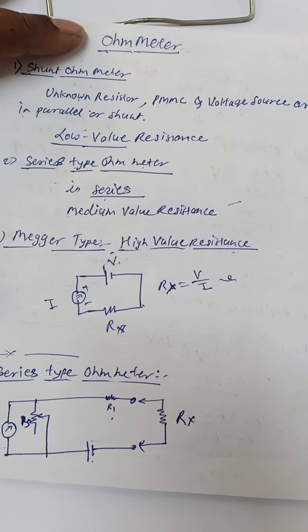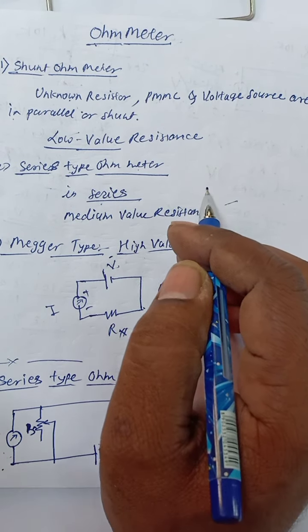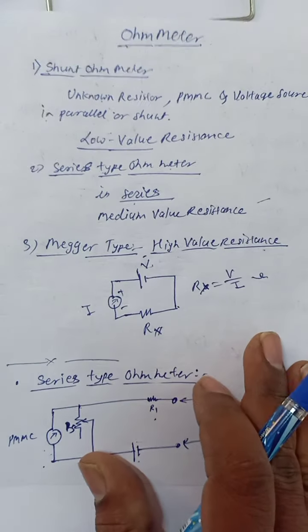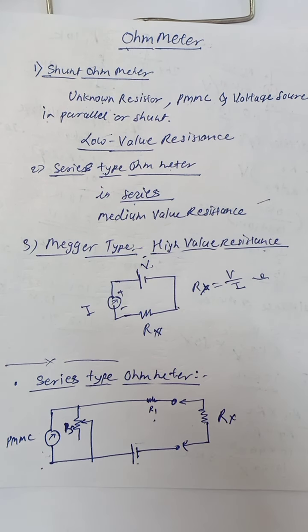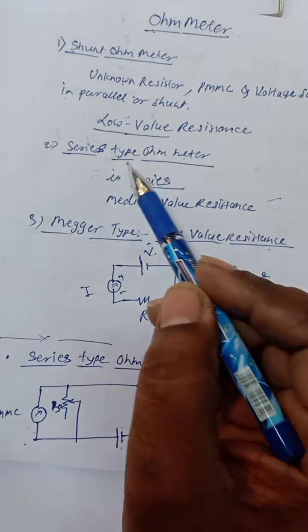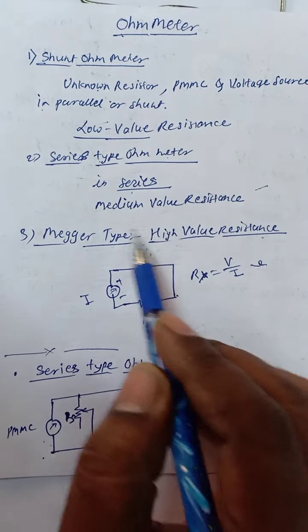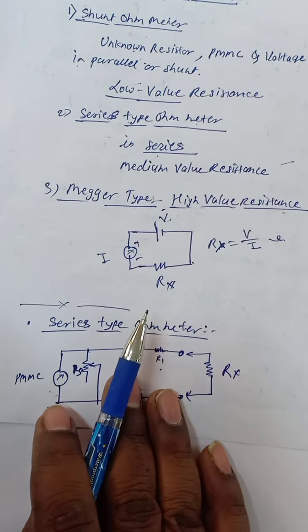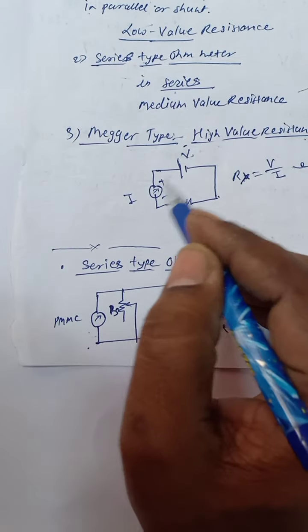Hello, good morning. So last time we saw the ohm meter. The types of ohm meters are shunt type ohm meter, then series type ohm meter, and Megger type ohm meter. The shunt type ohm meter is used to measure a low value resistance. Series type ohm meter is used to measure a medium value resistance, and Megger type ohm meter is used for high value resistance.